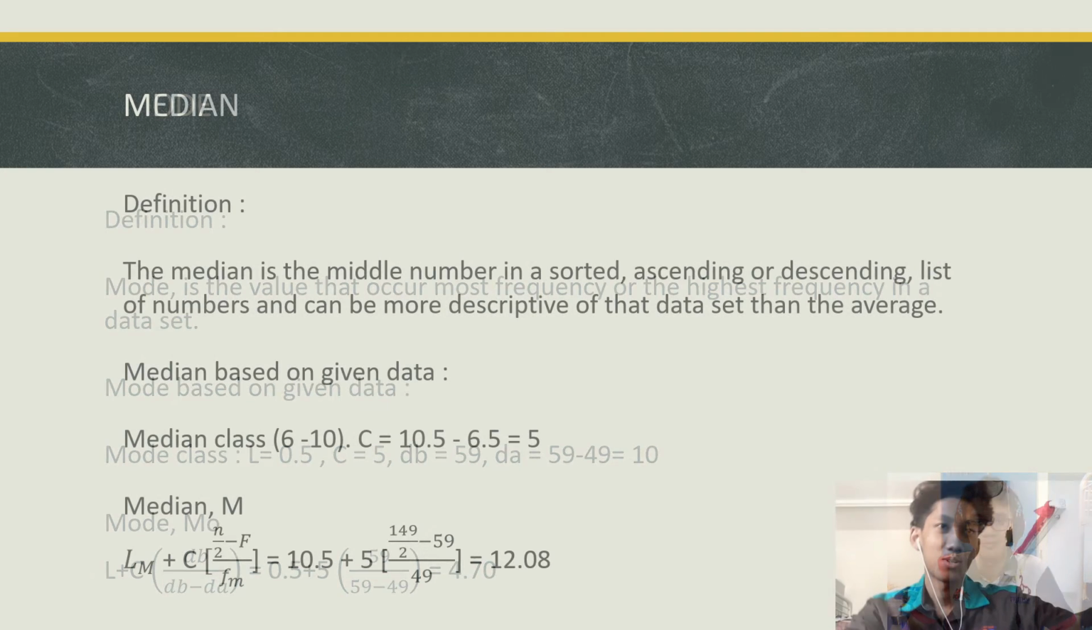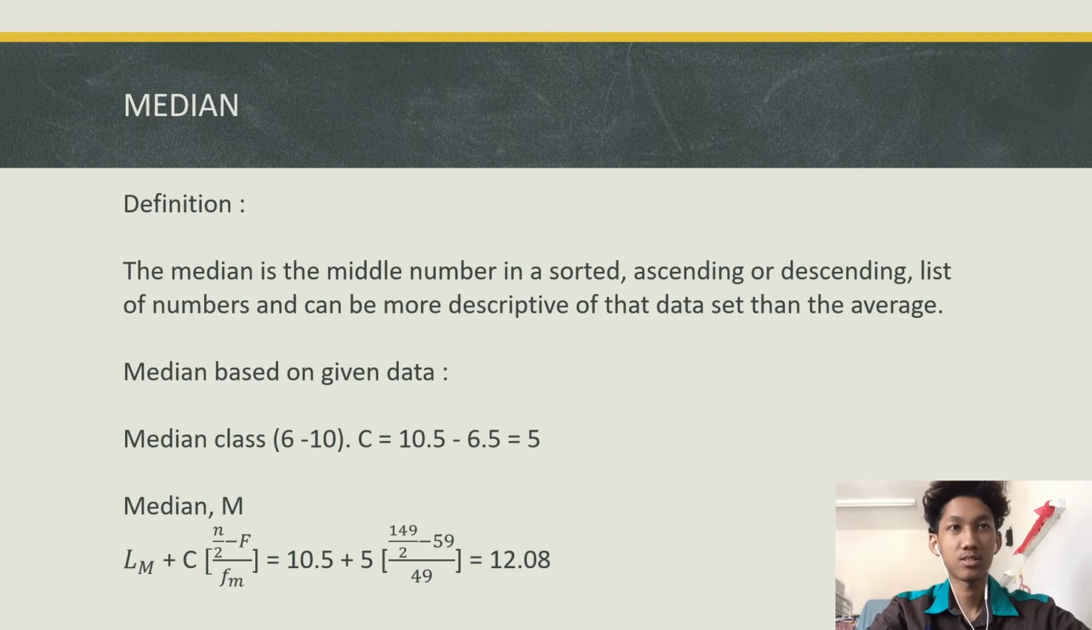Thank you. What is median? Median is the middle number in a sorted ascending or descending list of numbers and can be more descriptive of that data set than the average. So the median based on the given data is by the following formula. The formula is 10.5 plus 5 multiplied by 149 divided by 2, subtract 59, and divided by 49. That gives you an answer of 12.08.